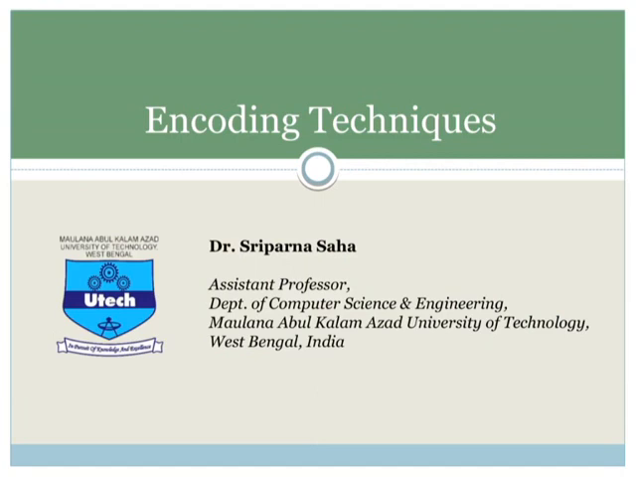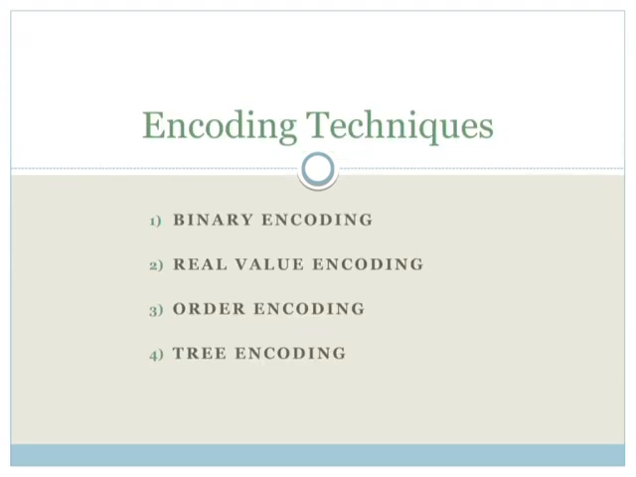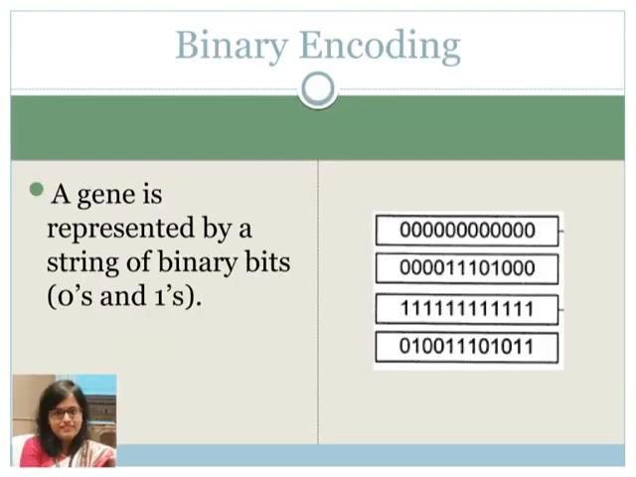So now in today's lecture we are going to cover different encoding techniques. So here there are mainly four different encoding techniques. First one is the binary encoding, second is the real value encoding, then the third is the order encoding, and lastly we are going to cover tree encoding. So first the binary encoding.